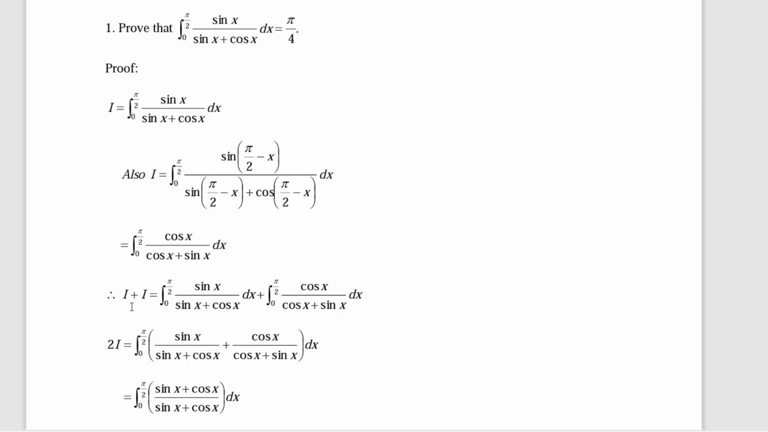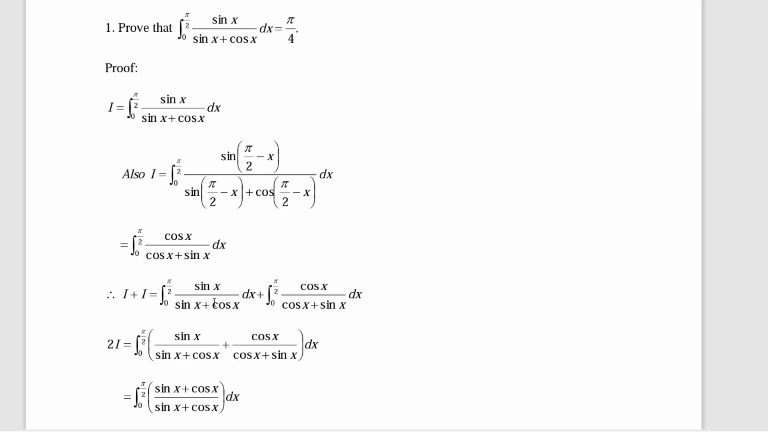In the next line, I added I with I. We can do it this way because it's just the same way we add or subtract or multiply different equations to find the variables in those equations. Similarly, we can also do this I plus I. The first I value is sin x over sin x plus cos x, and secondly we used I equal to cos x over cos x plus sin x here.